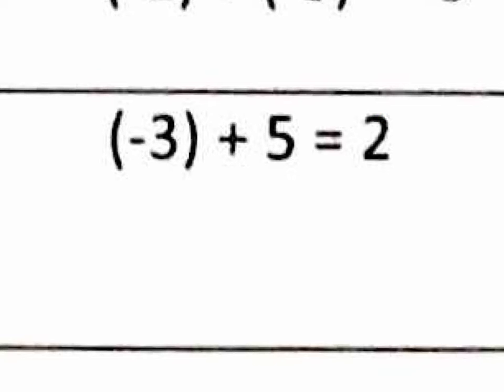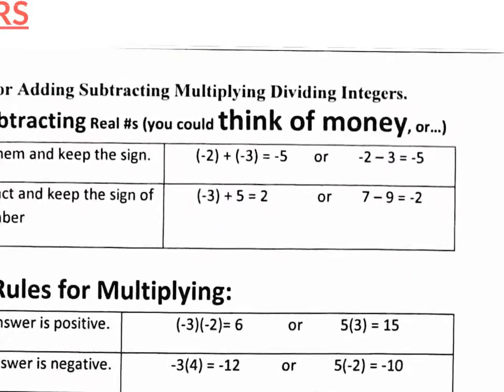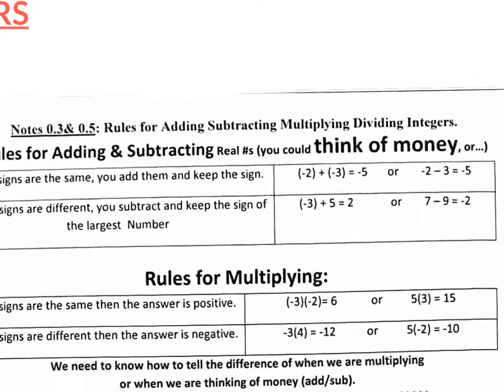If you like the rules, think of the rules. If not, just think, this means I owe $3. This means I have $5. Could I pay them off? Yeah, I have $5. If I pay off the 3, I'll have 2 left over. Okay, and since you have 2 left over, that's a +2. So it's totally up to you guys if you want to use the rules or if you want to think of money.